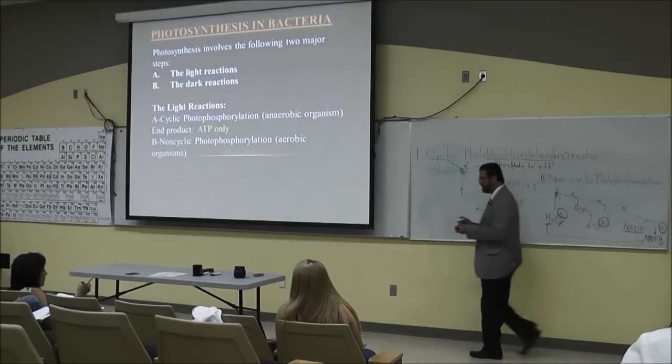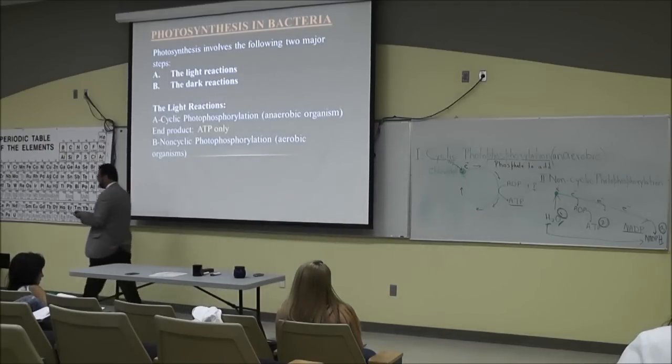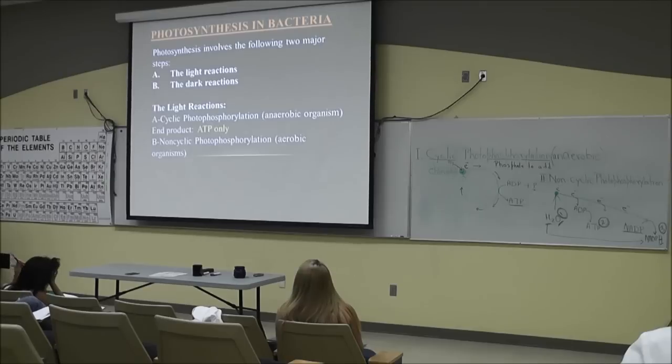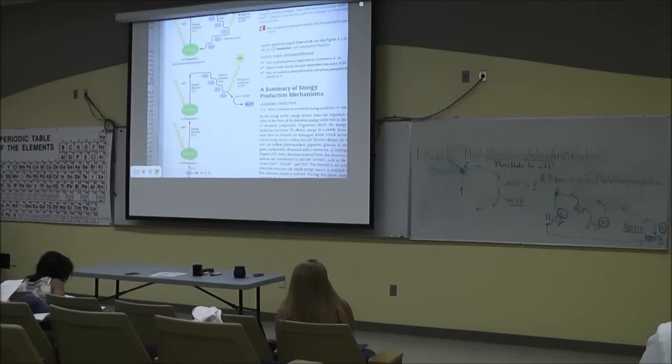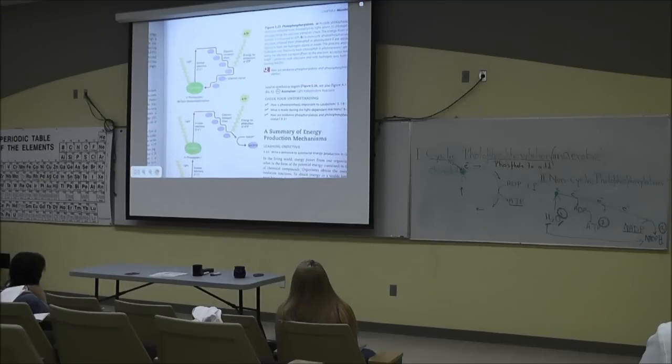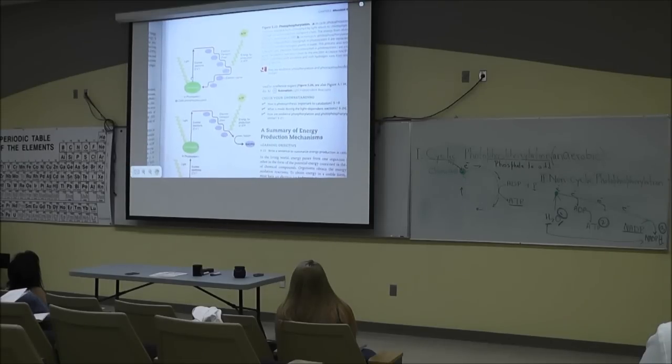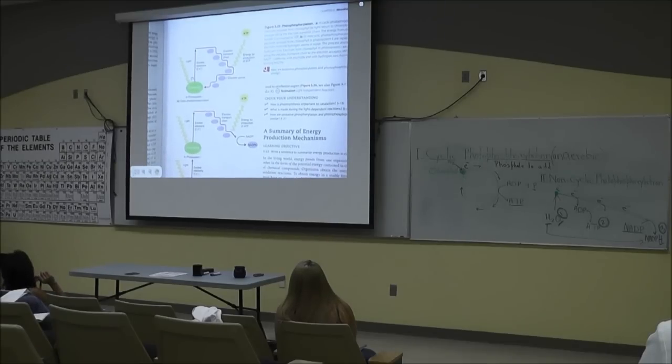Let me show you the diagram in your book. That may explain it a little better than my diagram. Okay, on page 139. This is cyclic: light, chlorophyll, light, electrons excited, they go in a cycle, but they come back. No need to replenish them. The end product is ATP only.